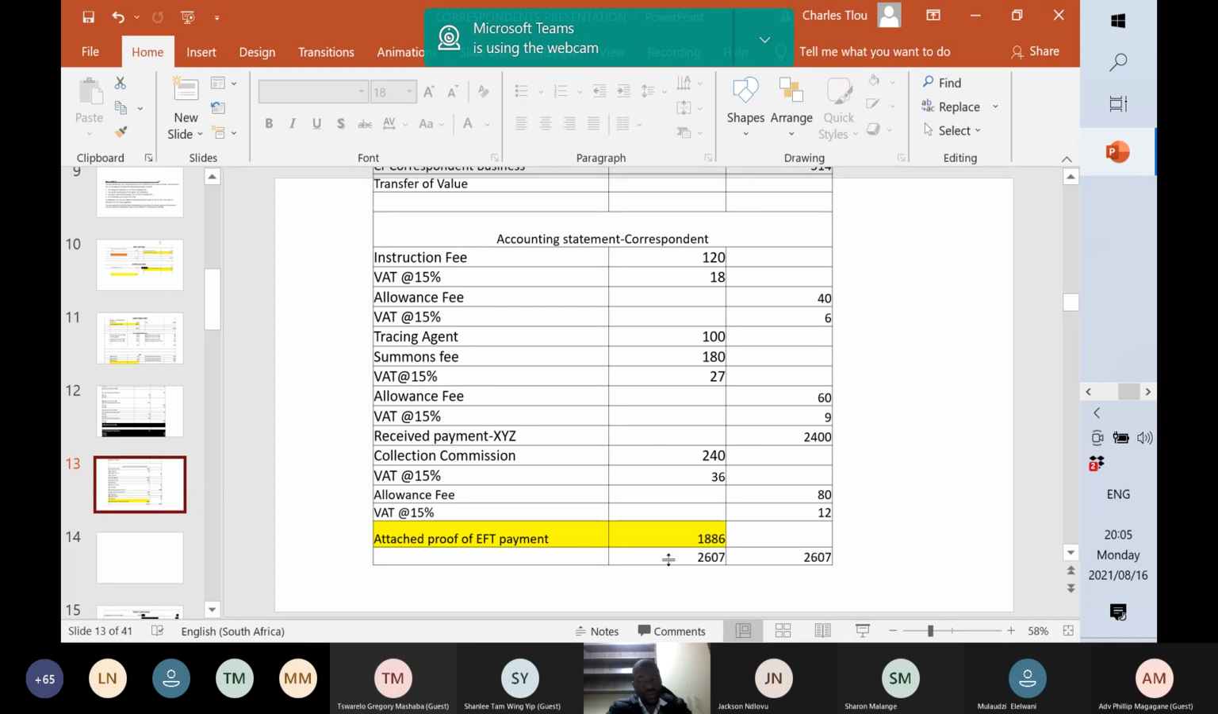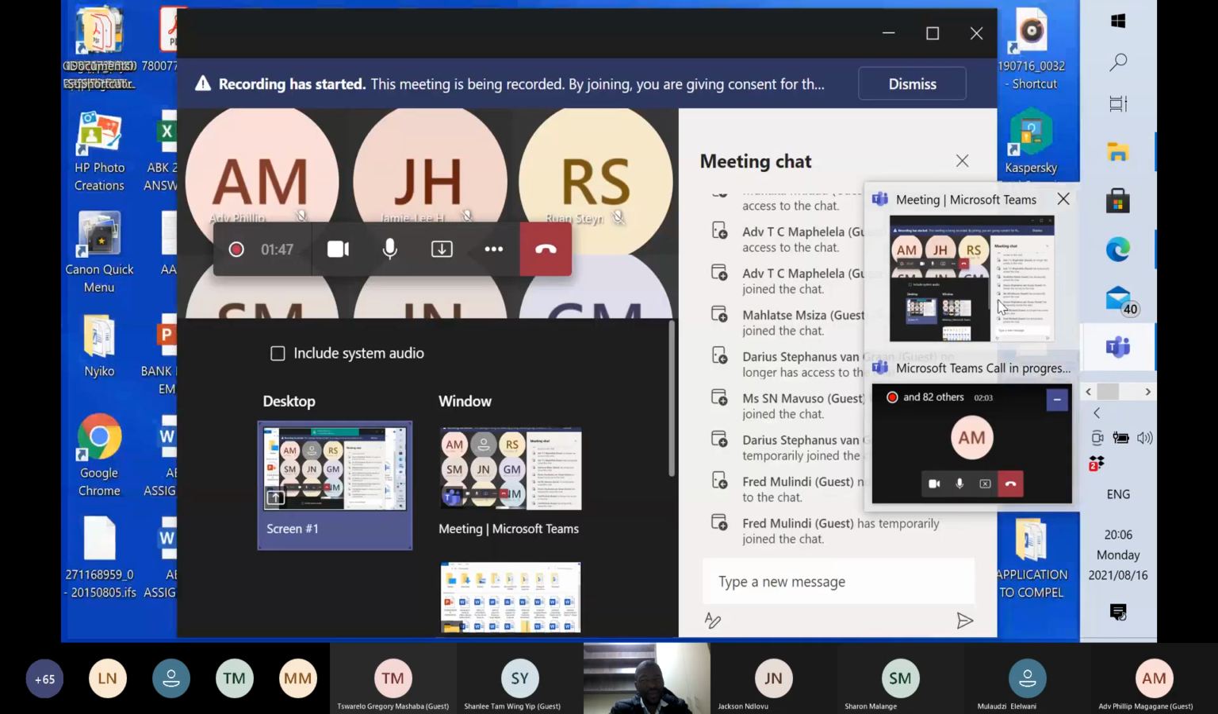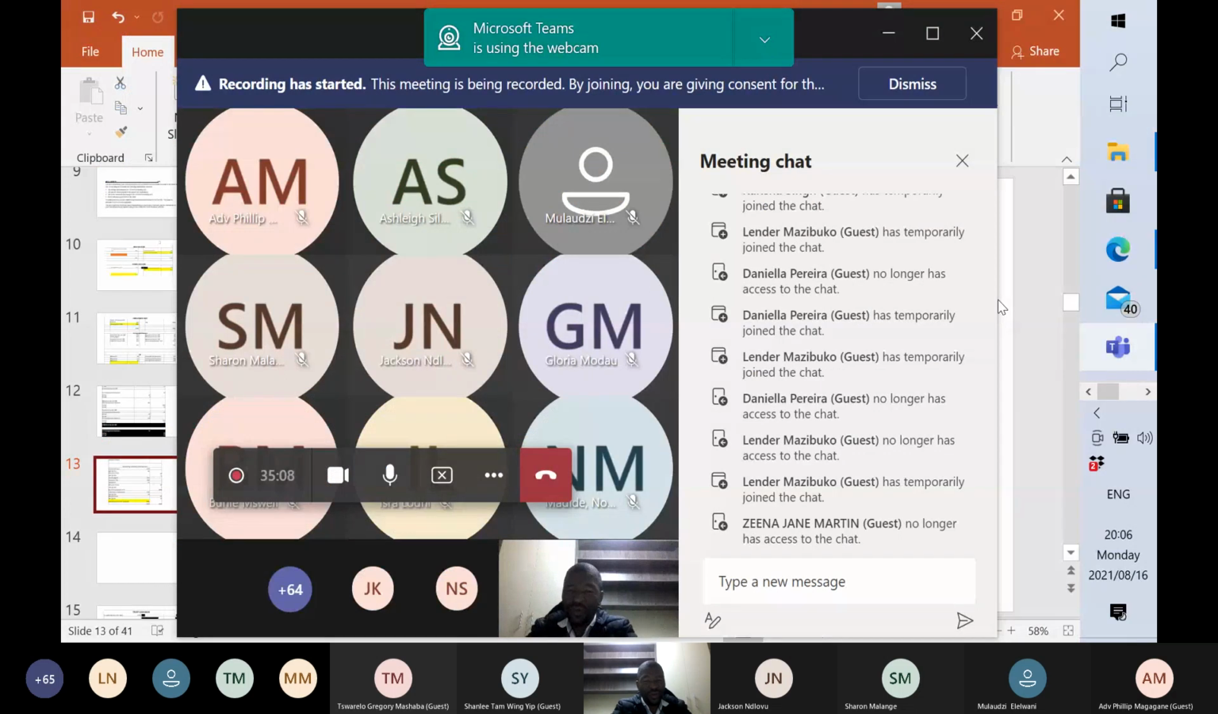And that is how you do your accounting statement, and that is how you can memorize it, so that when you've got those types of statements, you do not struggle with doing an accounting statement, because you know exactly what should go to the debit side and exactly what should go to the credit side. The accounting statement is so easy.